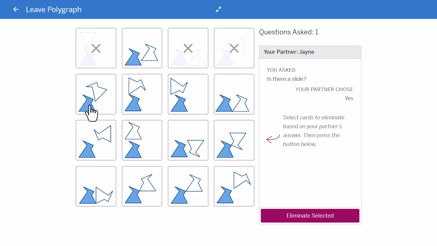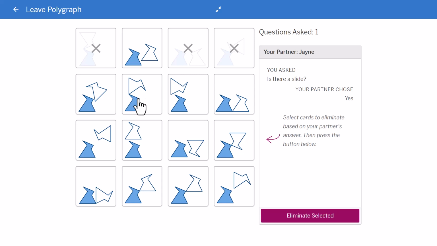This one, I need to think about because it looks like this blue figure turned a little bit and then slid up. So it does have a slide. So technically, according to my partner's answer, there is a slide in that movement, but there's another thing as well. So I'm going to leave this one. So there might be more than one transformation. I'm going to keep going here. This one looks like it might be a flip and maybe a rotation and a slide. I'm going to leave this one.